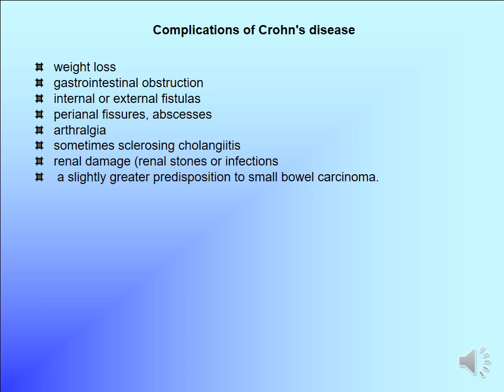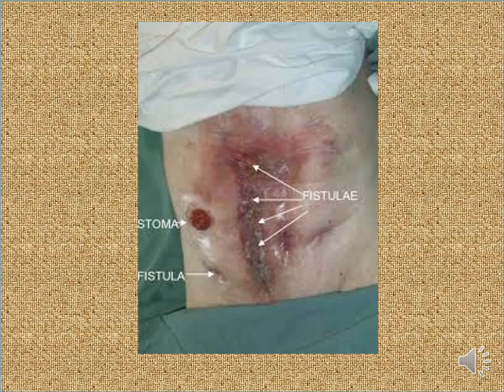The complications of Crohn's disease lead to weight loss, gastrointestinal obstruction, internal or external fistula, abscess, arthralgia, sometimes sclerosing cholangitis, renal damage, renal stones or infections, and a slightly greater predisposition to small bowel carcinoma. This is the fissuring fistula in the wall of the abdomen.